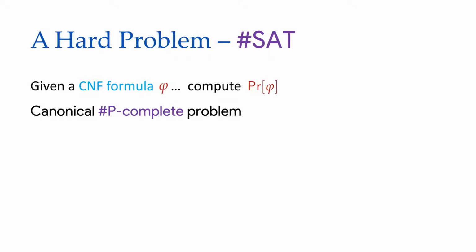As before, we can consider a sparse version, sharp 3-SAT, where we're given a 3-CNF and want to compute its fraction of satisfying assignments. If we modify the reduction from earlier, then it turns out that given any CNF, it's possible to produce a 3-CNF with the same number of satisfying assignments, even though the new formula might have many more variables.